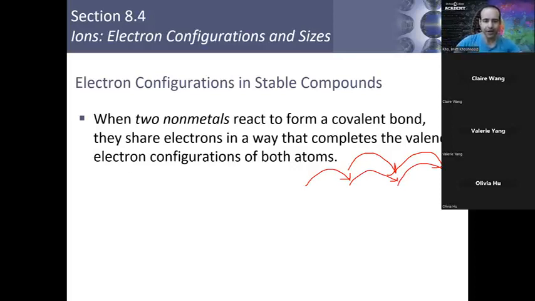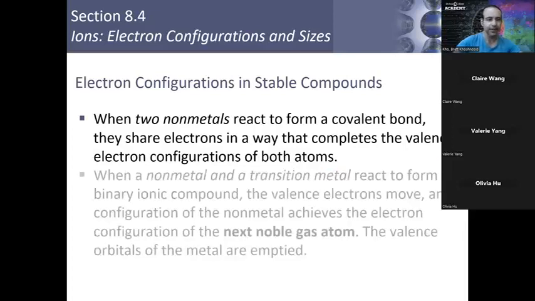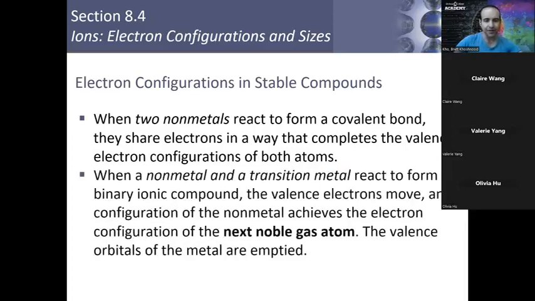What happens if we share with a metal? So if a nonmetal and a transition metal react, well, what will tend to happen is that the valence electrons from the metal are going to move towards the nonmetal. So the electron configuration of the nonmetal will appear to be like the next noble gas. Whereas the metal, the transition metal, is going to move backwards, quote unquote, to be the previous noble gas.